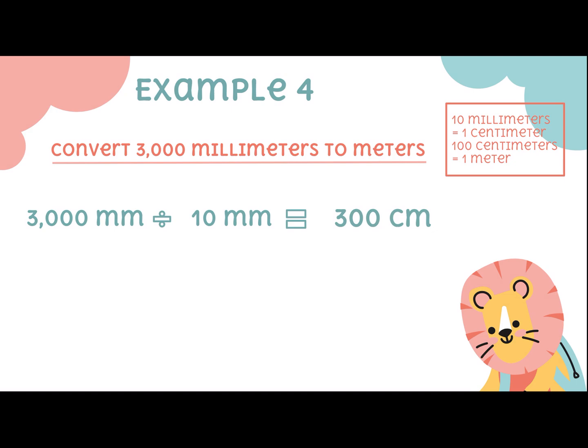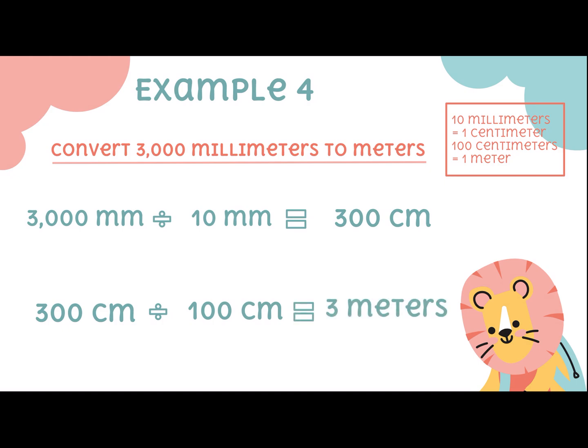Then in the second step, we're going to start with 300 centimeters, divide that by 100 centimeters, because there are 100 centimeters in 1 meter. And that will give us 3 meters. So 3 meters is the same thing as 3,000 millimeters.